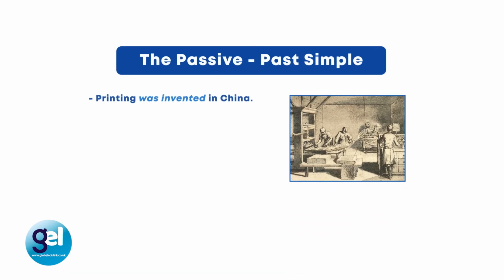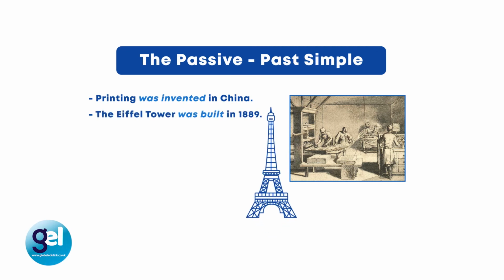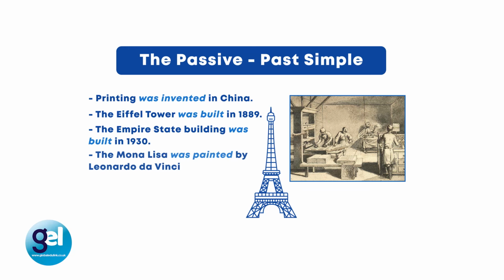The passive past simple. And this is to talk about events in history. So printing was invented in China. The Eiffel Tower was built in 1889. The Empire State Building was built in 1930. The Mona Lisa was painted by Leonardo da Vinci. And penicillin was discovered by Alexander Fleming.